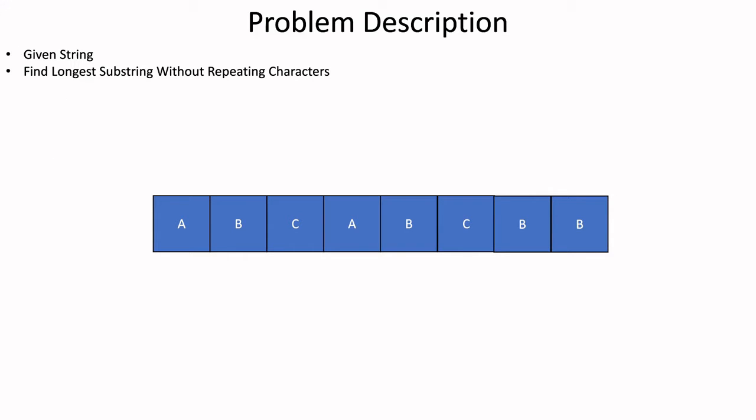You are given a string and you are tasked with finding the length of the longest substring that doesn't contain any duplicates. In this example, you're given the string ABCABCBB. And the longest substring without any repeating characters is ABC, so return the length of ABC, which is 3.